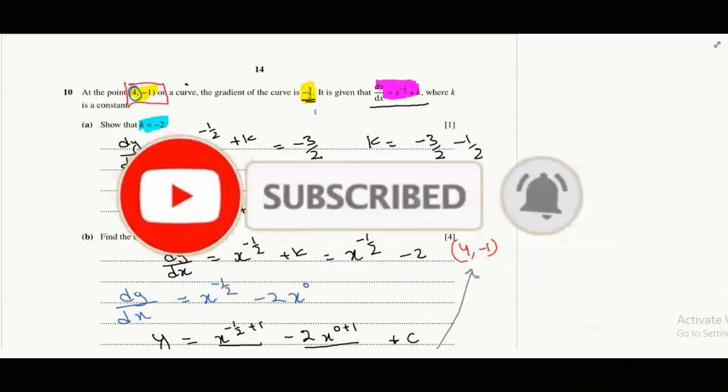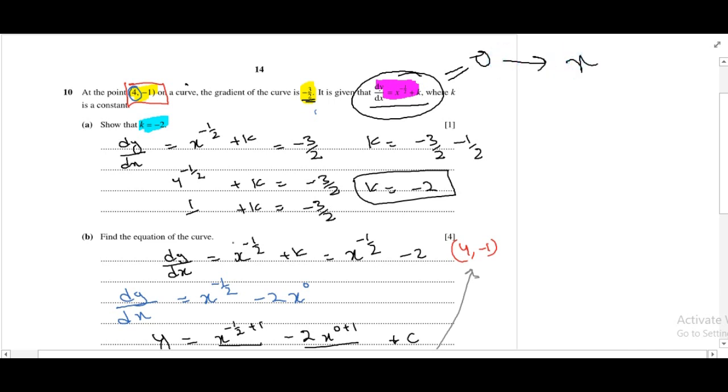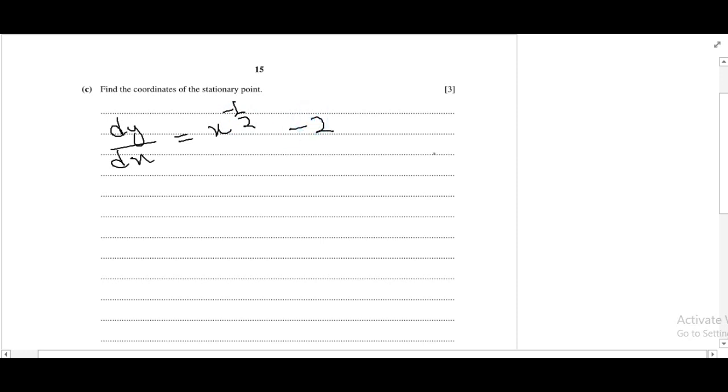That's our answer. Okay, in the next part we are asked to find the coordinates of the stationary point. How would we find the coordinates of the stationary point? Again, we are going to use the equation of the derivative, equate it to 0, find the value of x, and put this value in the equation of the curve we found in part B. We start with the derivative: dy/dx is equal to x to the power of negative half minus 2. This equals 0, as already discussed.